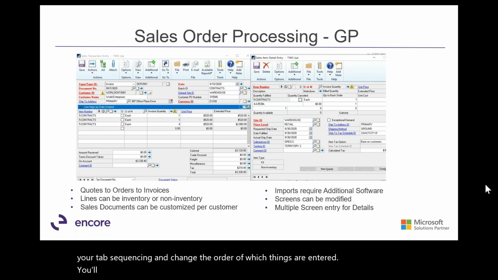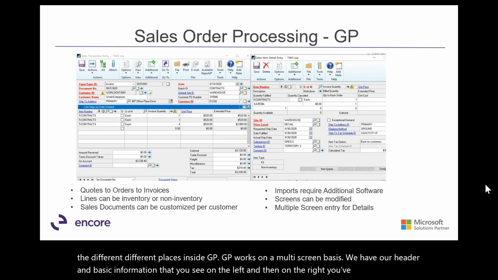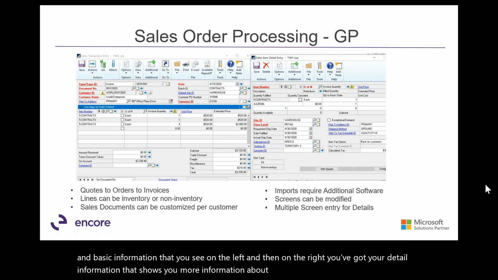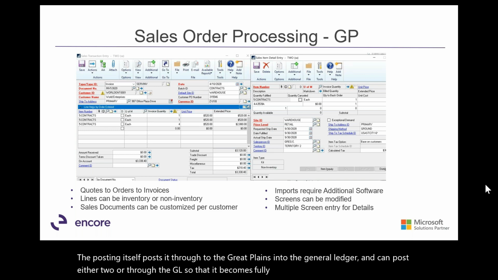You'll notice on the screen here that it's multiple screens for details and multiple screens for the different places inside GP. GP works on a multi-screen basis. We have our header and basic information that you see on the left, and then on the right you've got your detail information that shows you more information about each of the line items on a one-by-one basis. Once that's been entered and saved, it will then add to the right-hand screen. The posting itself posts it through to the Great Plains into the general ledger and can post either to or through the GL so that it becomes fully functional inside your chart of accounts.